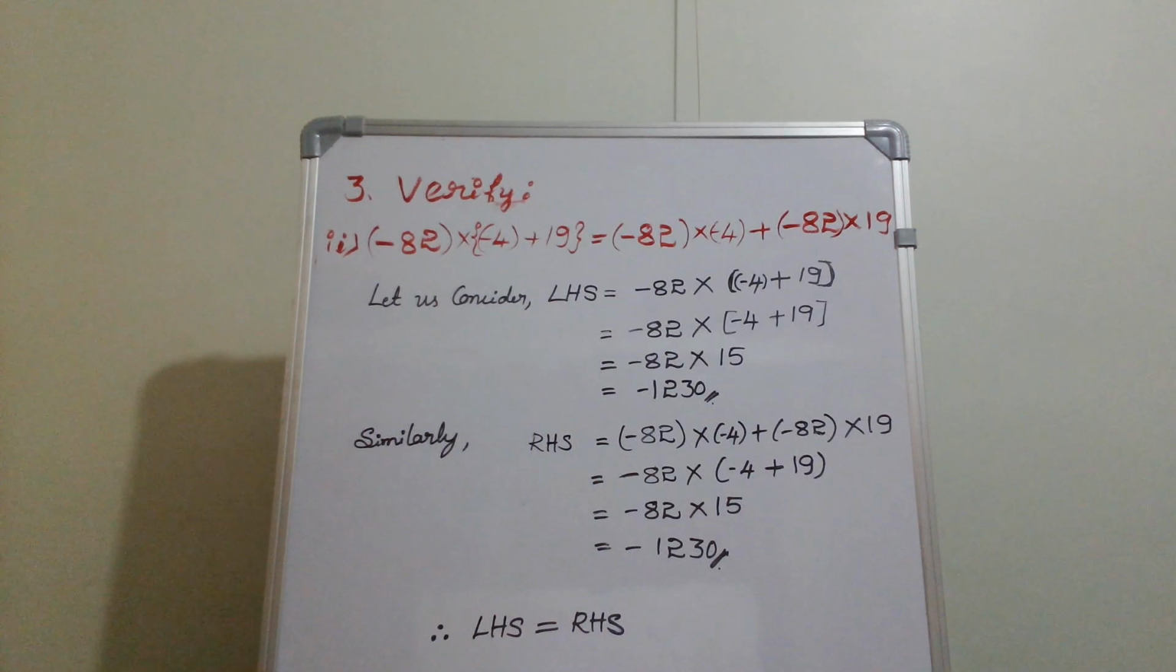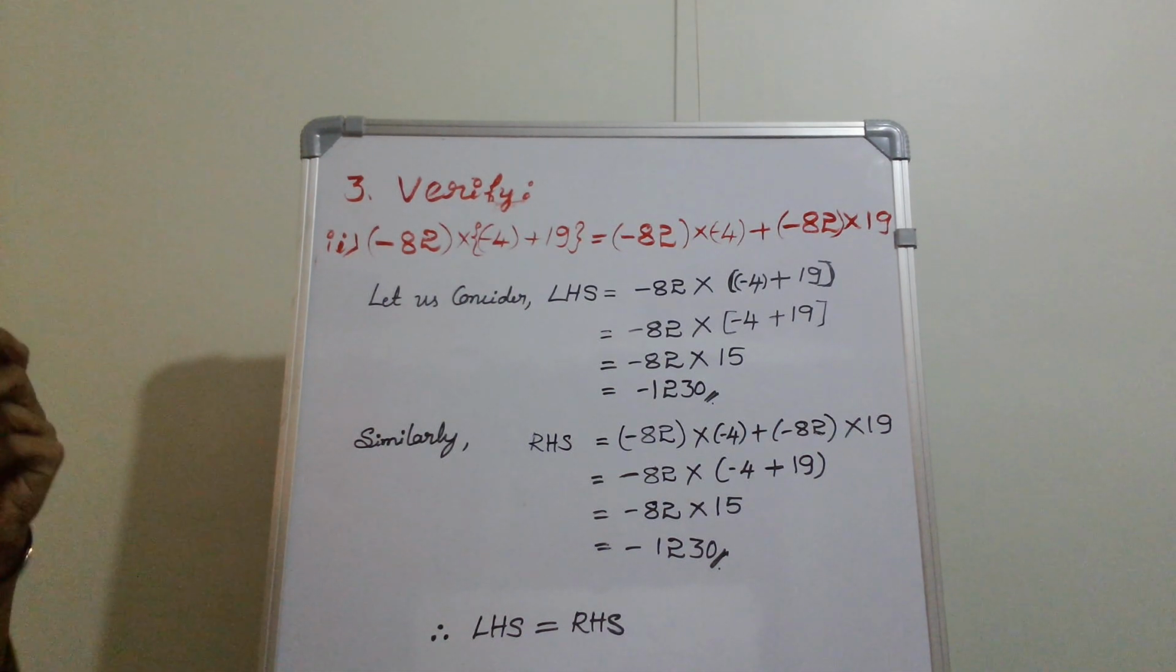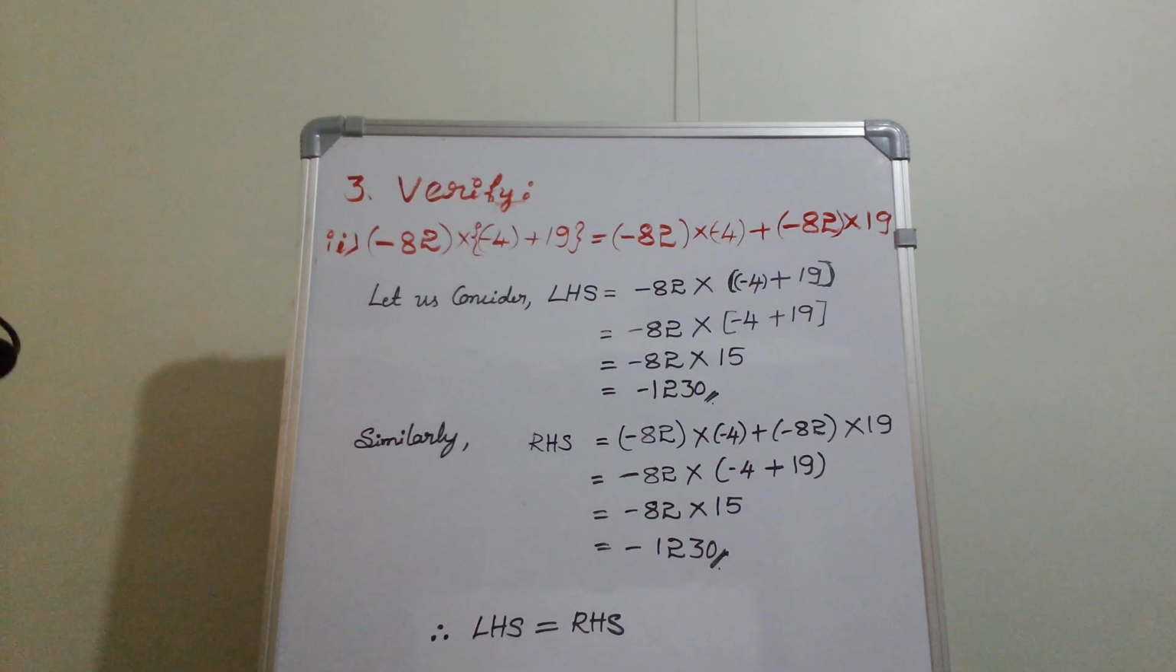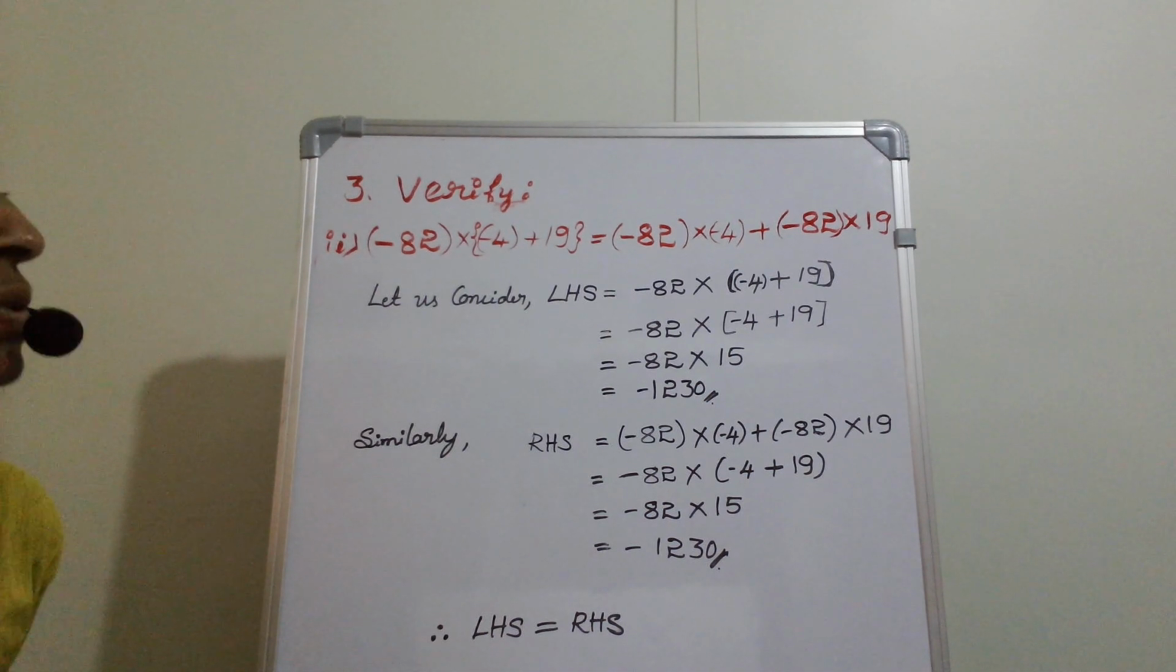Third and second problem is verify minus 82 into minus 4 plus 19, which is equal to minus 82 into minus 4 plus minus 82 into 19.